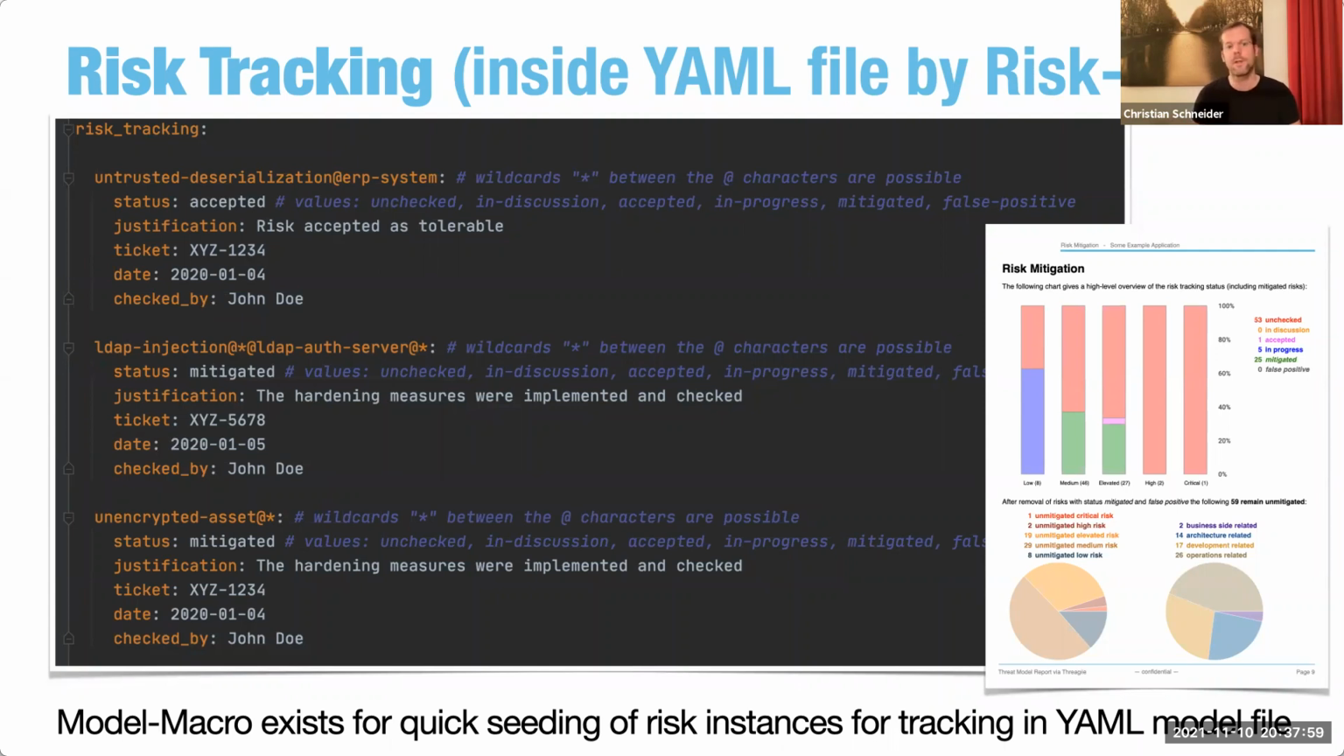You can set a state of either being unchecked, that's the default for that risk, or in discussion, accepted, in progress, mitigated, or false positive. And that can also be flagged as this, of course. And then you can add a justification string, some reference, some date and stuff like that to keep it on the tracking side valid. And you can also group risks to assign the same state by using the wildcard thing here between those @s.